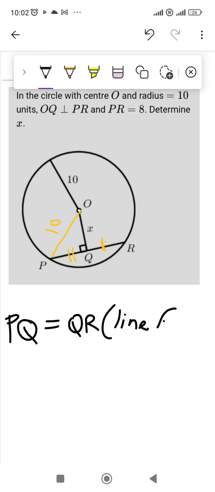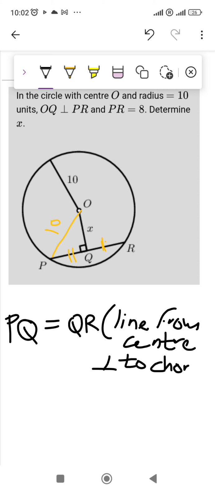Line from center perpendicular to chord. Right, I did send you a doc that has all the valid reasons. Make sure you go through that. If you don't have it, Google it, you'll find it somewhere. But you must have the Euclidean reasons perfect. Okay, line from center perpendicular to chord. So now we know those two are equal.